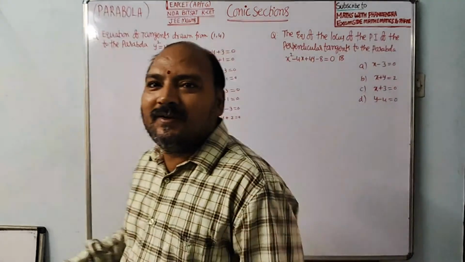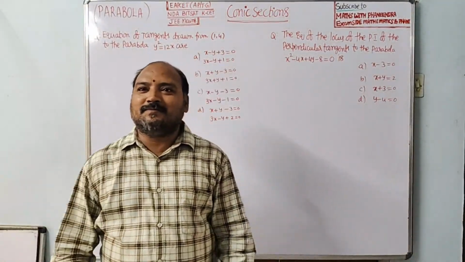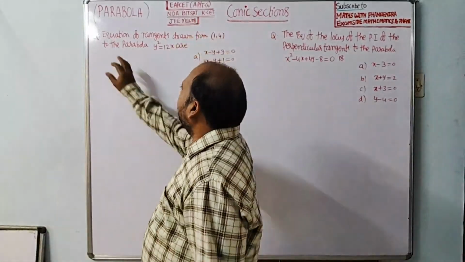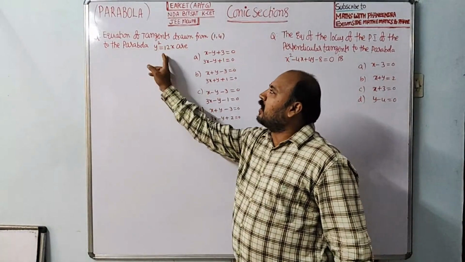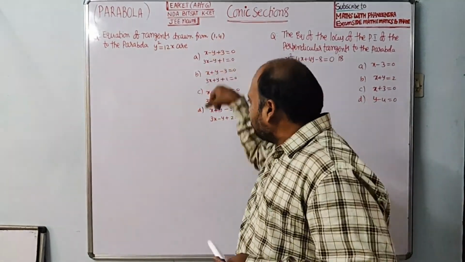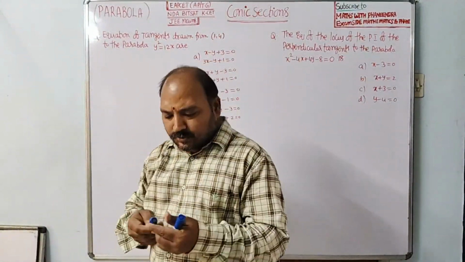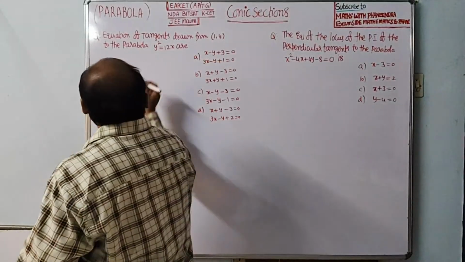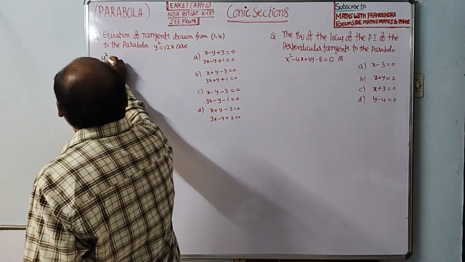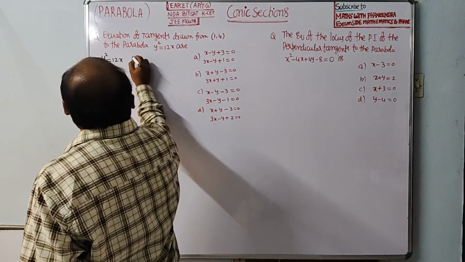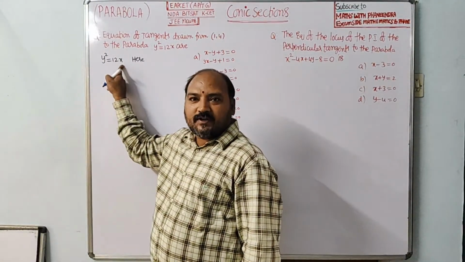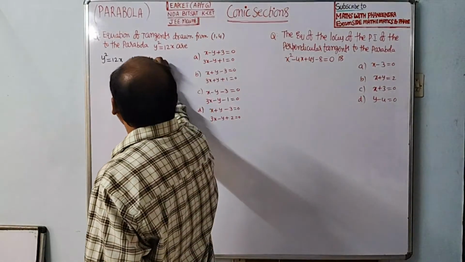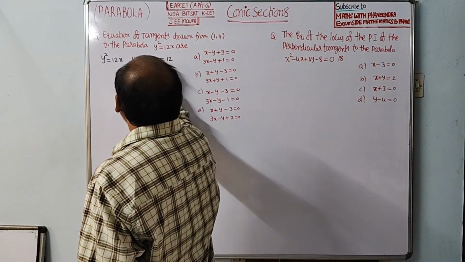Dear students, welcome. Good morning all. Here the question: equation of tangents drawn from (1, 4) to the parabola y square is equal to 12x are. Options are provided. It's a simple question. So first, y square is equal to 12x. Compare this equation with y square is equal to 4ax. 4a is equal to 12, so a is equal to 3.